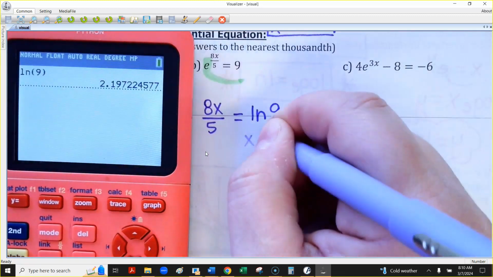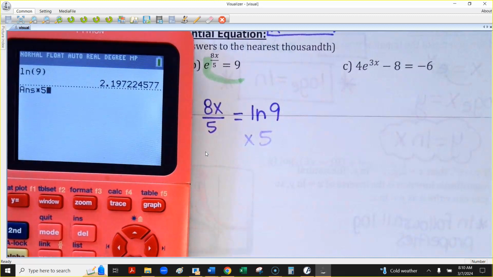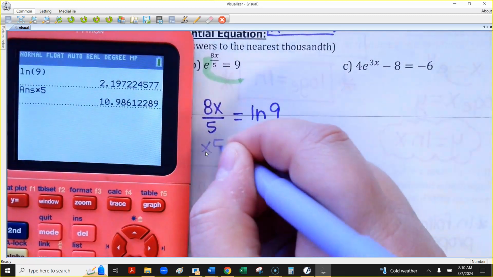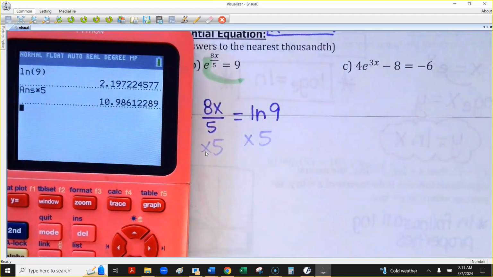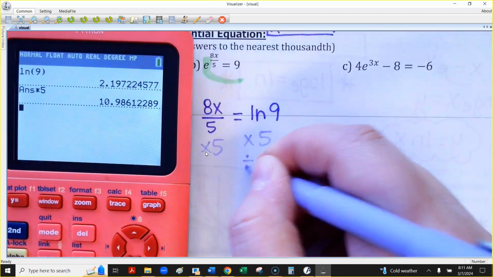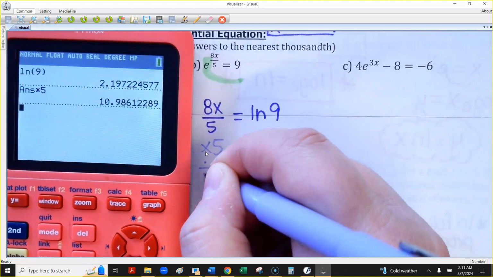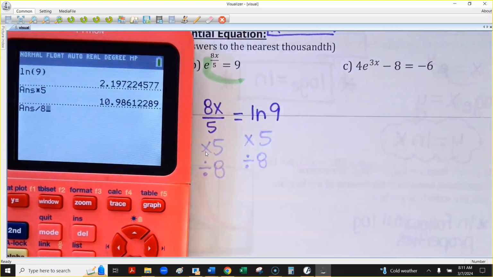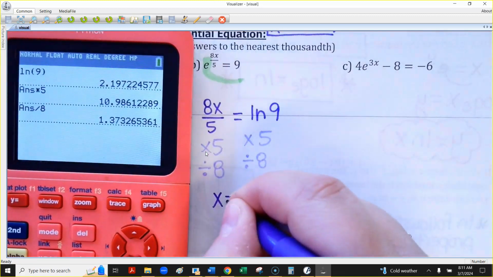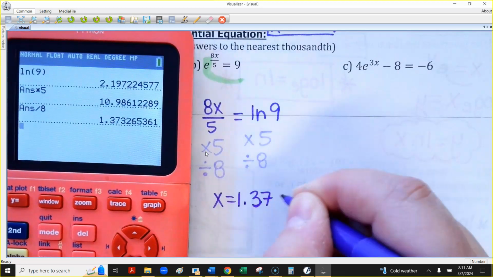So I'm just going to do it right on the calculator screen. Just multiply by 5. And then what would you do after that? Divide by 8. And I just keep it right on the calculator screen. That way we're not rounding multiple times as we go through the problem. So should get 1.37.